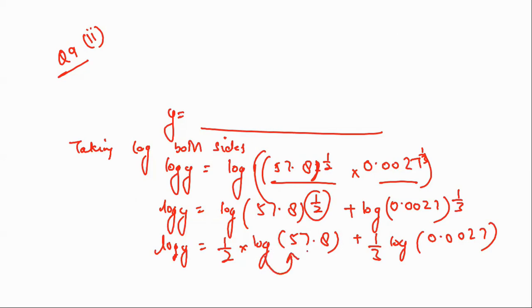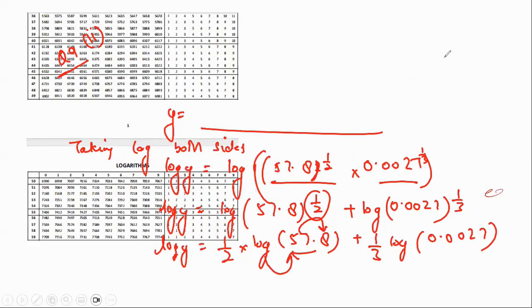So log 57.8, the first step. So what we will do here, we will see the 57 row and the eighth column. So let's open the log table. So 57, that's my log table, 57 and the eighth column. So this is my eighth column.